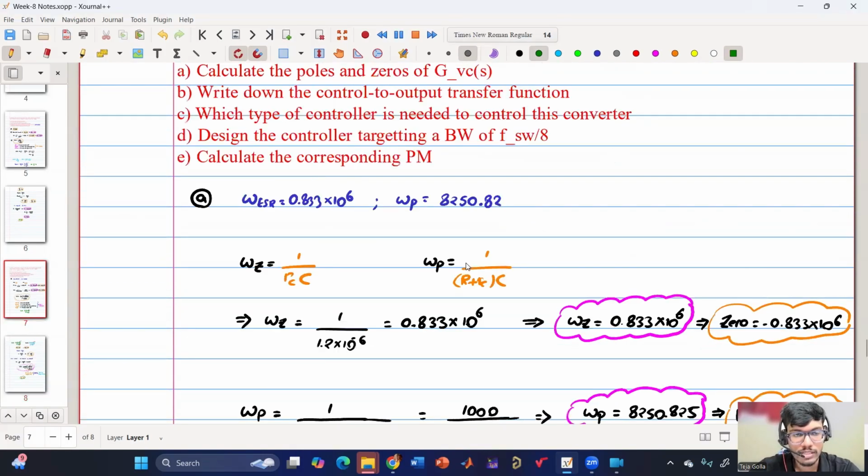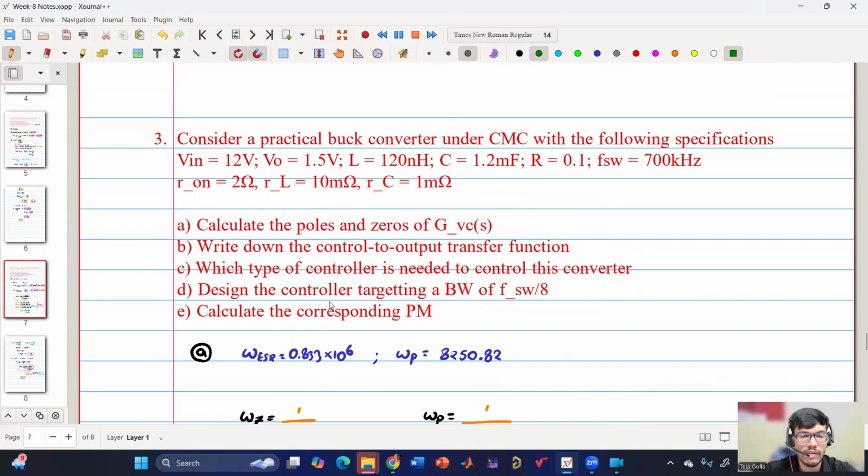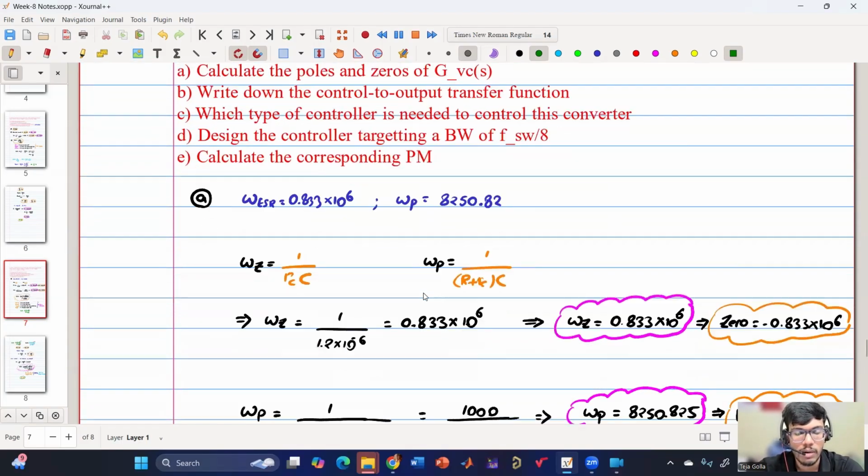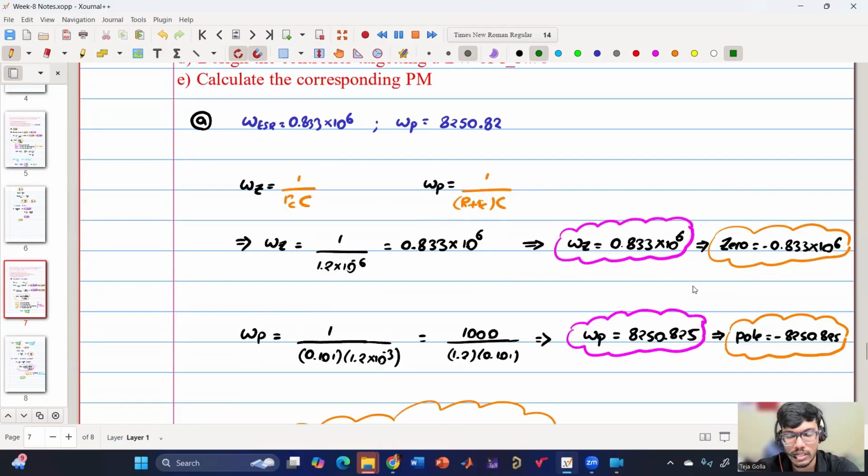Just to quickly summarize what we have discussed in the last question, I have given a practical buck converter operating under current mode control, and then I have given different parameters, and I have asked to calculate the pole zeros as well as the control to output transfer function, what type of controller is needed, and how to design the controller for a bandwidth of FSW by 8, and the corresponding phase margin to be calculated. So we know for a practical buck converter, the poles and zero locations are given by this, which we discussed at the beginning of today's lecture. And then I have calculated the locations.